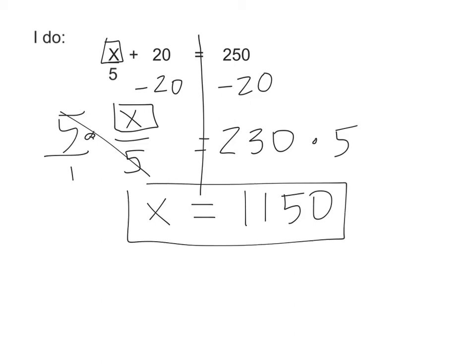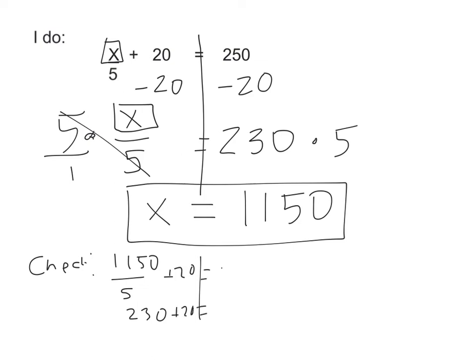So let's check that. 1,150 divided by 5 is 230, and then this needs to equal 250, and 230 plus 20 is 250. So does 250 equal 250? Yes, it checks. So my solution is x is equal to 1,150.